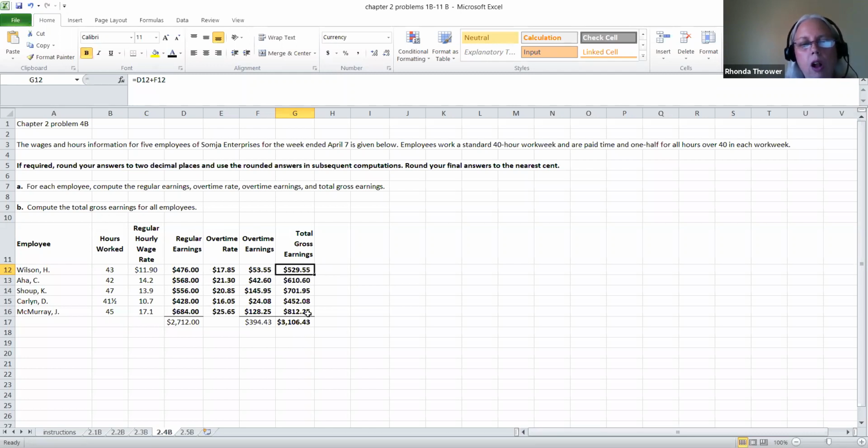When you combine all employees together, the total amount of the gross earnings, or Part B answer, is $3,106.43. So what you have to remember about this problem is you're going to have to calculate your overtime rate and your overtime earnings, as well as your regular earnings. Regular earnings plus overtime earnings are equal to the total gross earnings amount.